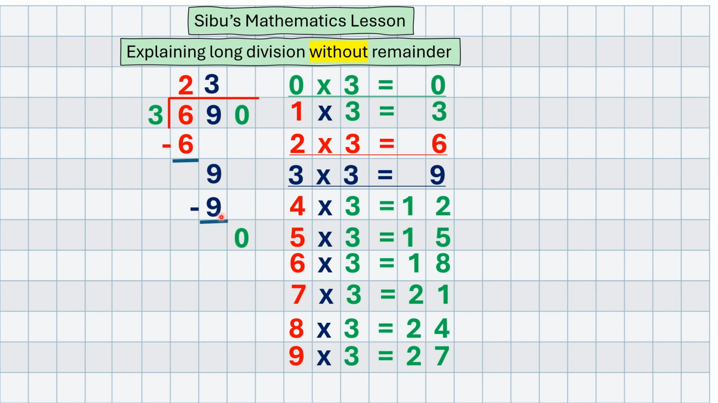Nearest multiple. 0 times 3 gives me 0. So my nearest multiple is 0, and how many times 3 is that? 0 times 3. Where do I write it? Above the 0. Now I say 0 times 3 is 0, and I write it below the 0, and I subtract. And that is the end. Why? Because the numbers are done. So, in the end, now I say, well then 690 divided by 3 is 230. That's the end of my division without remainder sum.